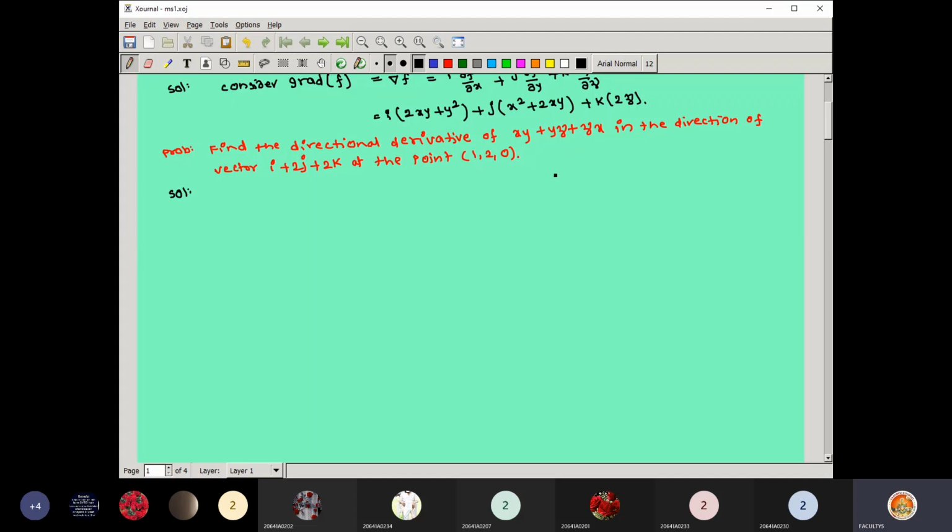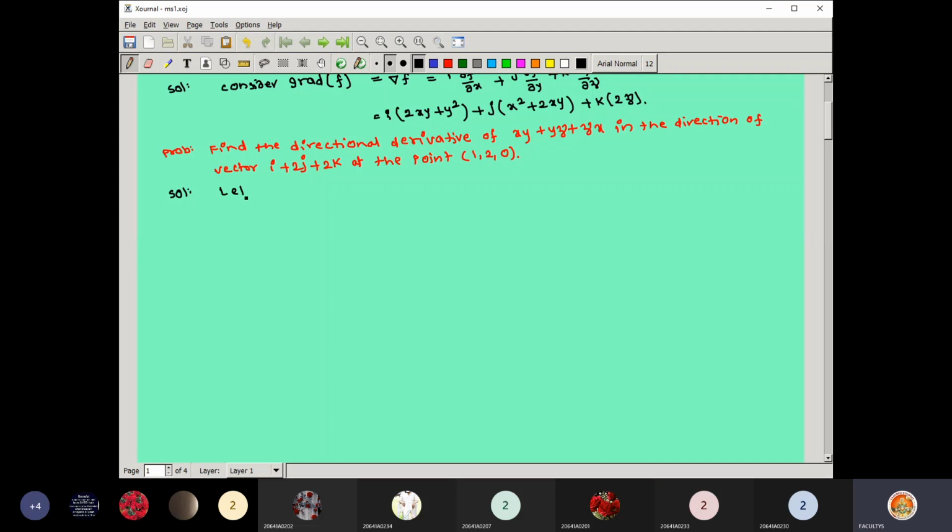What is the scalar here? It is xy plus yz plus zx, right. What about the vector? The vector is i plus 2j plus 2k. So in order to get the directional derivative, compulsorily we require one scalar and a vector. So first you focus on the scalar.